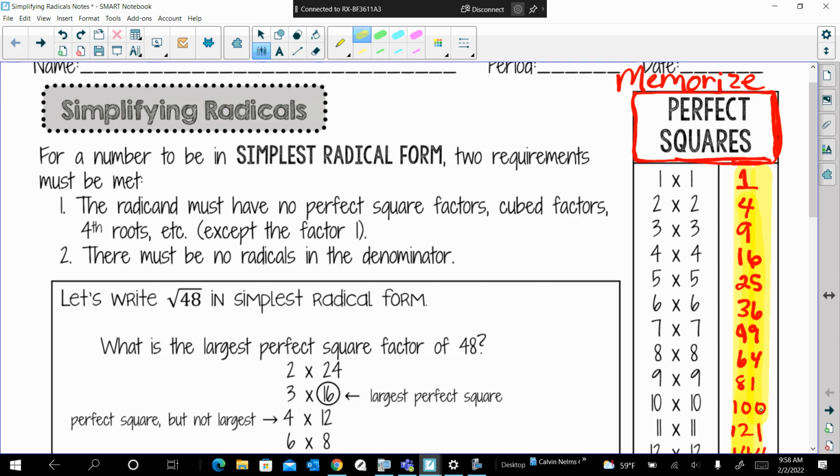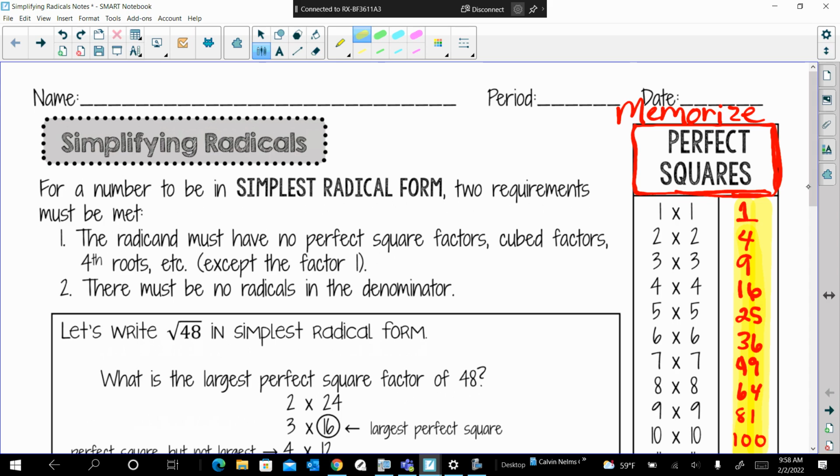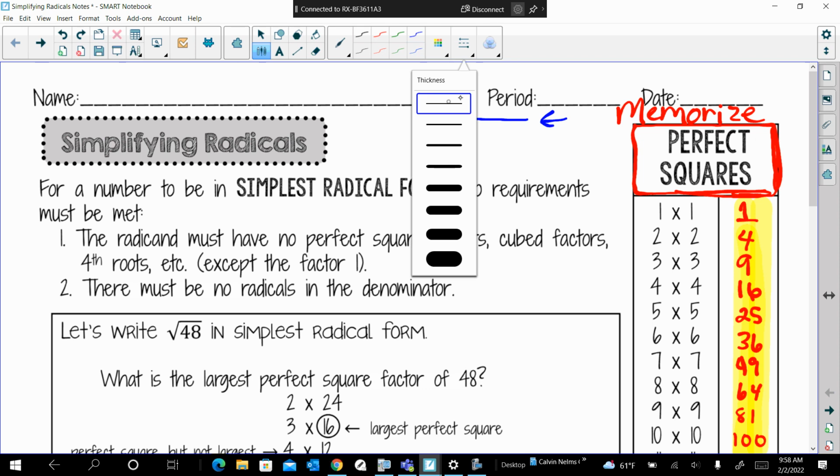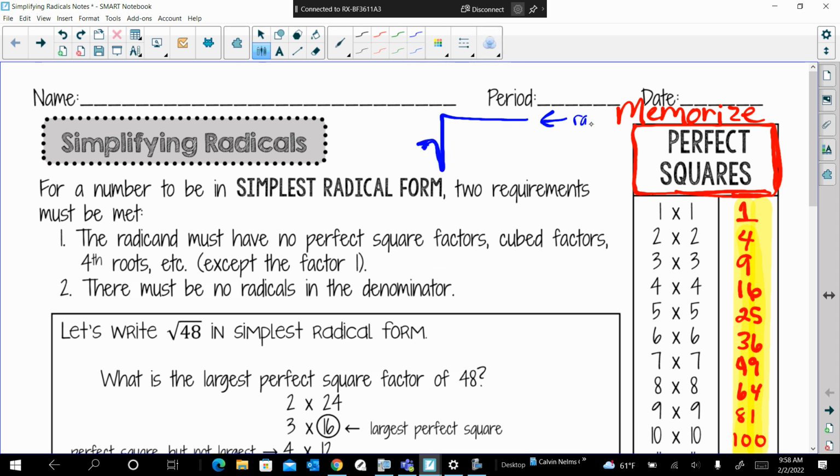Okay, so we're going to simplify radicals today. I need you to add this to your notes here. The first thing is this symbol is your radical symbol. It's not a division house, okay? It looks like a little tail end right here. Okay, so understand that's your radical symbol.